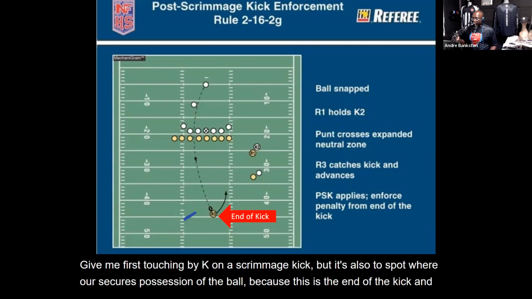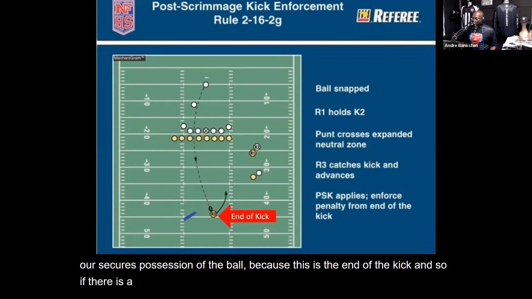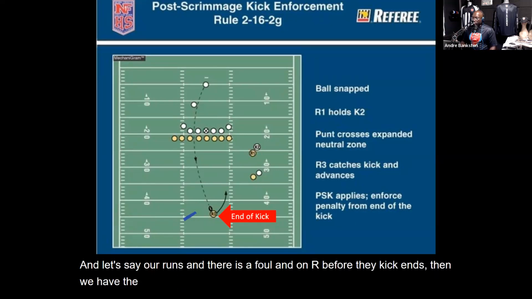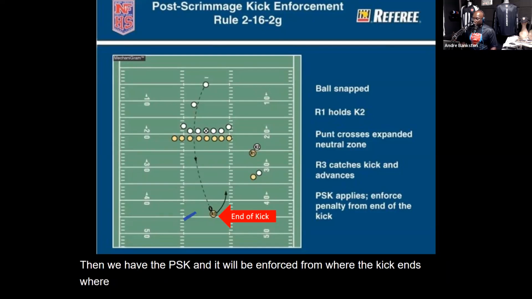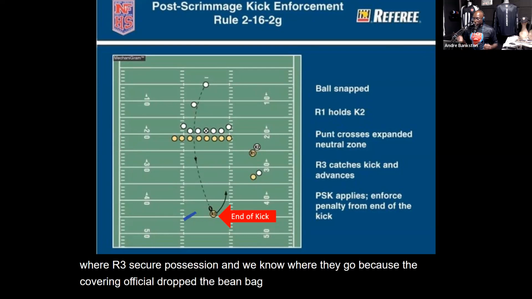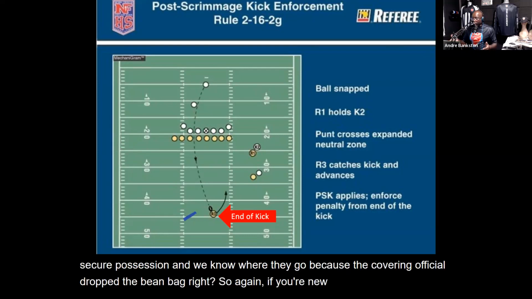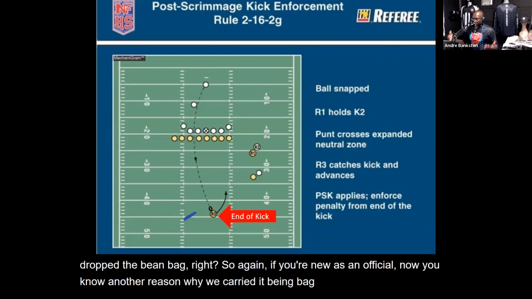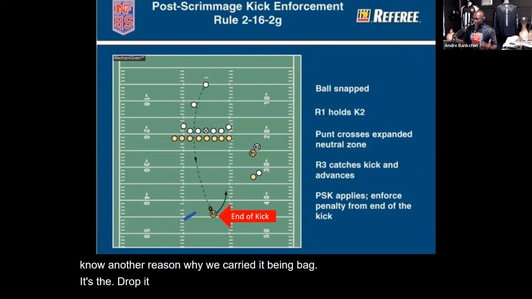And so if R runs, and there is a foul on R before the kick ends, then we have the PSK, and it will be enforced from where the kick ends, where R3 secured possession, and we know where to go because the covering official dropped the beanbag. All right. So again, if you're new as an official, now you know another reason why we carry the beanbag: to drop it at the end of the kick.